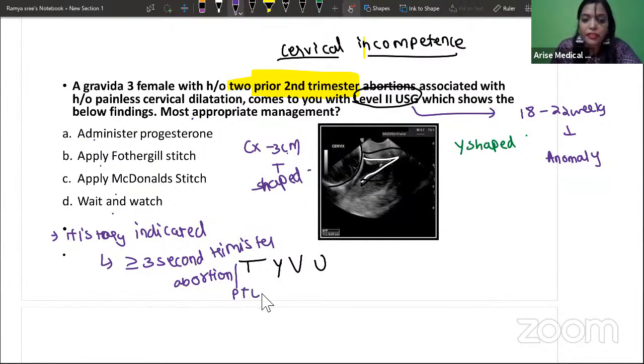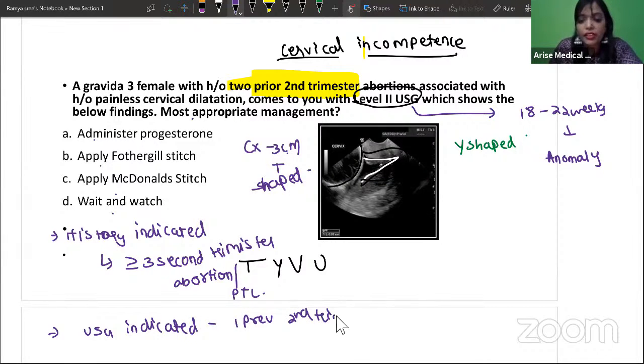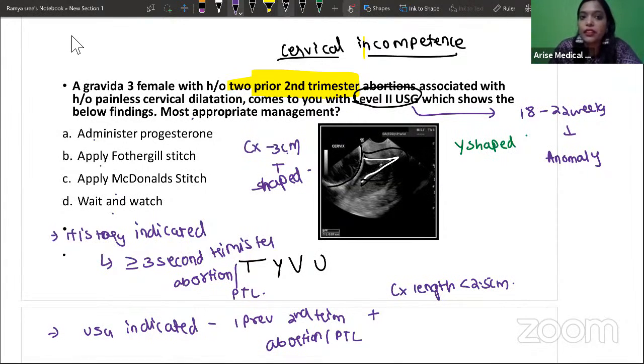or preterm labor, or USG indicated. So USG indicated is 1 previous second trimester abortion or preterm labor plus cervical length less than 2.5 centimeters. Cervical length less than 2.5 centimeters.